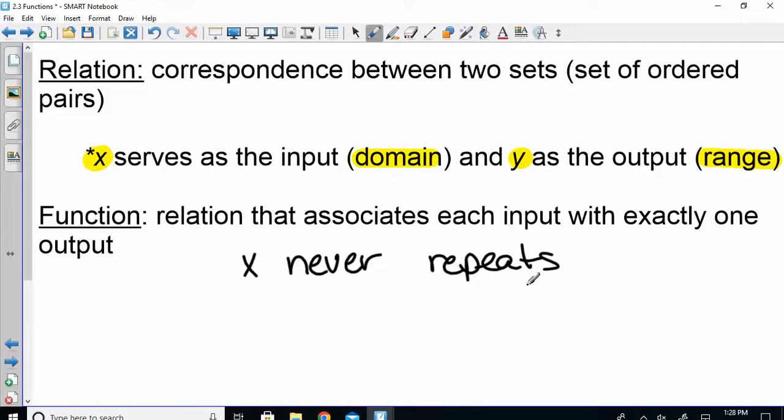If I say something like x squared, or about, if I said something like x equals y squared. If I put in a 4 for my x, what would y equal? 2 or negative 2. So is that one a function? No, because one x value would go to 2 different y values.